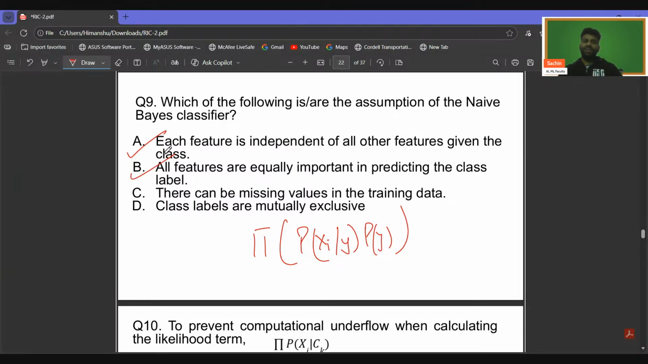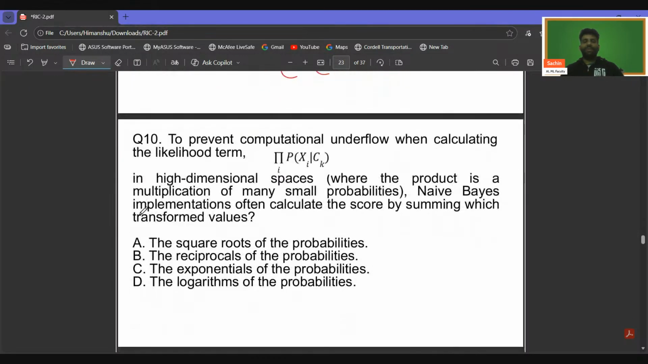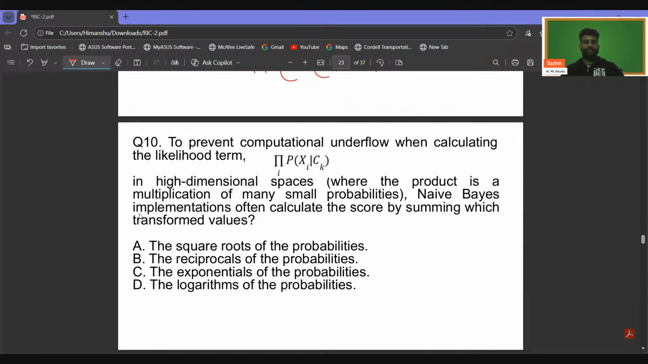What about the C option? There can be missing values. Yes, there can be missing values, but is it our assumption of the naive Bayes classifier? The answer is no. That is not the assumption. Class labels are mutually exclusive. Yes, the same data point cannot belong to two different classes. It has to belong to one class only. Okay. So yeah, that is also true. I hope you could get this. Cool. Let's talk about the next one.